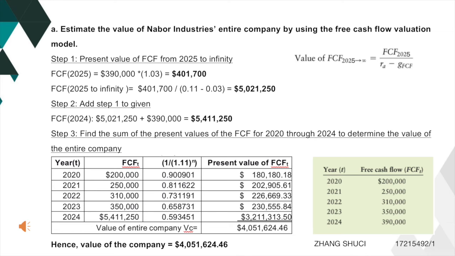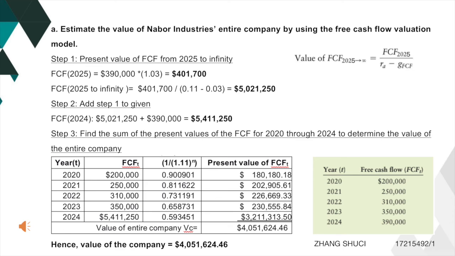And step 3 is a very important step. We will find the sum of the present value of the free cash flow for 2020 through 2024 to determine the value of the entire company. This step is detailed in the following chart. As we can see in the chart, the yellow part is what the question has given, the free cash flow of each year from 2020 to 2024. The 2 things we need to calculate are the discounting factors and the present value of the free cash flow of each year. So first, the discounting factors.